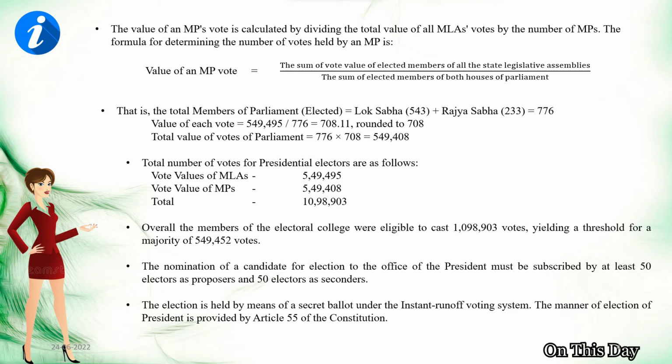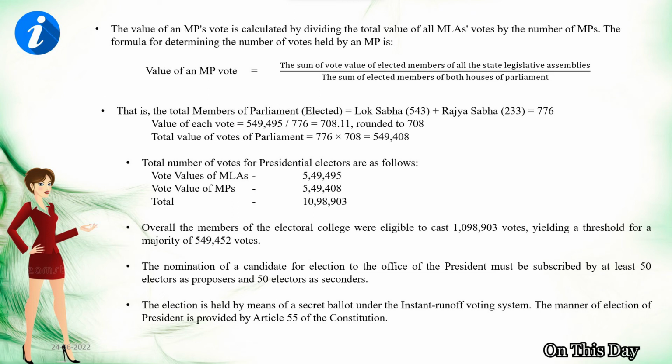Total number of votes for presidential electors are as follows. Vote values of MLAs, 549,495. Vote value of MPs, 549,408. Total, 1,098,903. Overall, the members of the Electoral College were eligible to cast 1,098,903 votes, yielding a threshold for a majority of 549,452 votes.